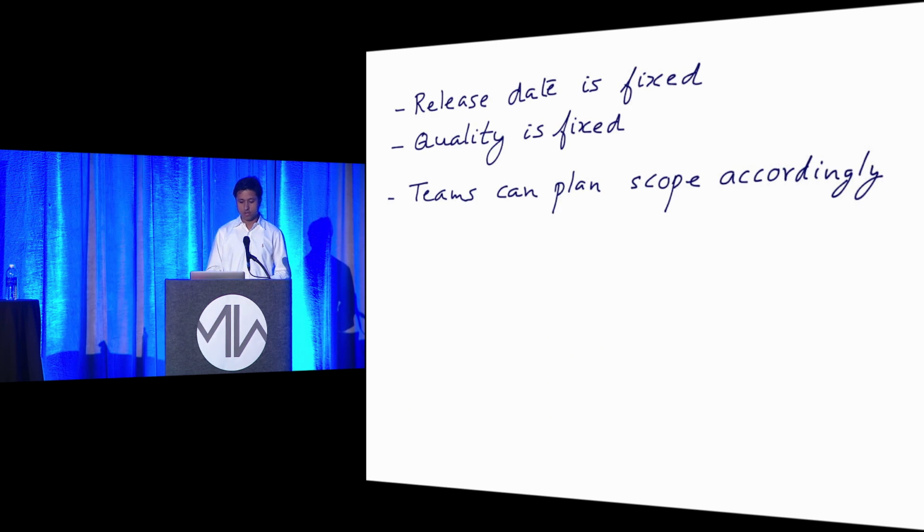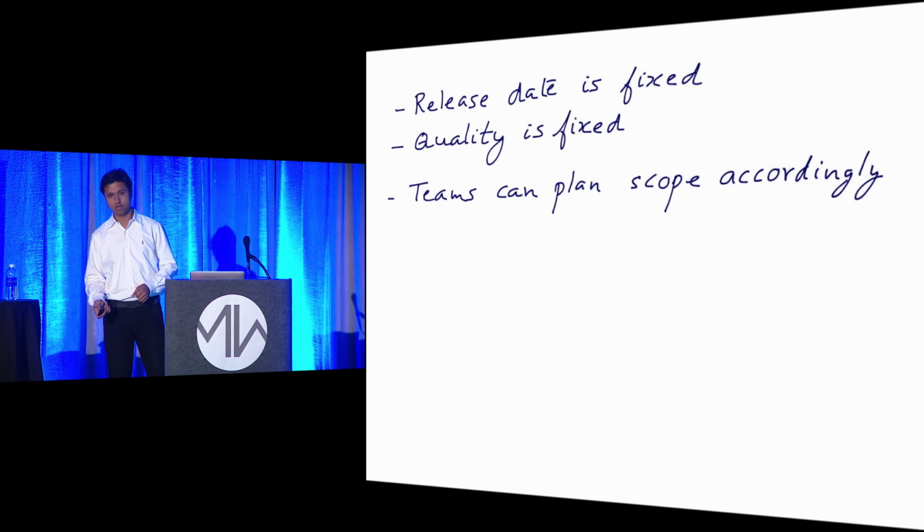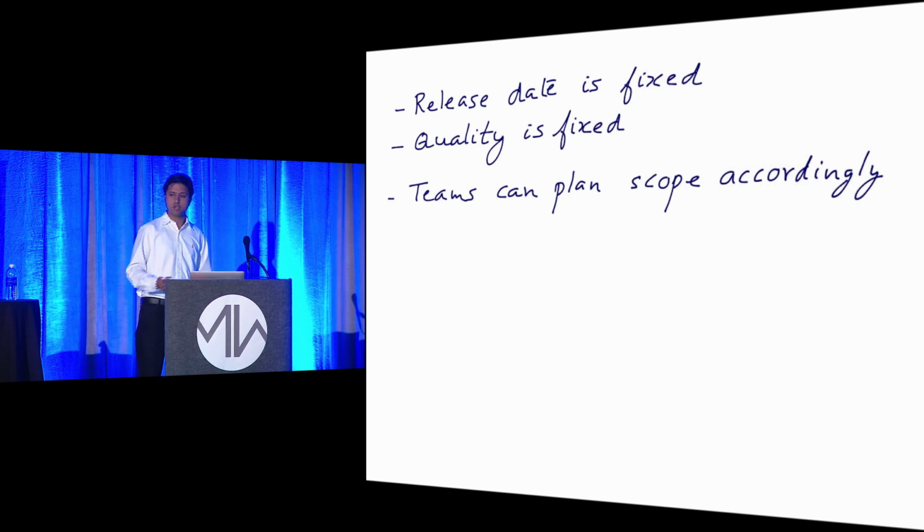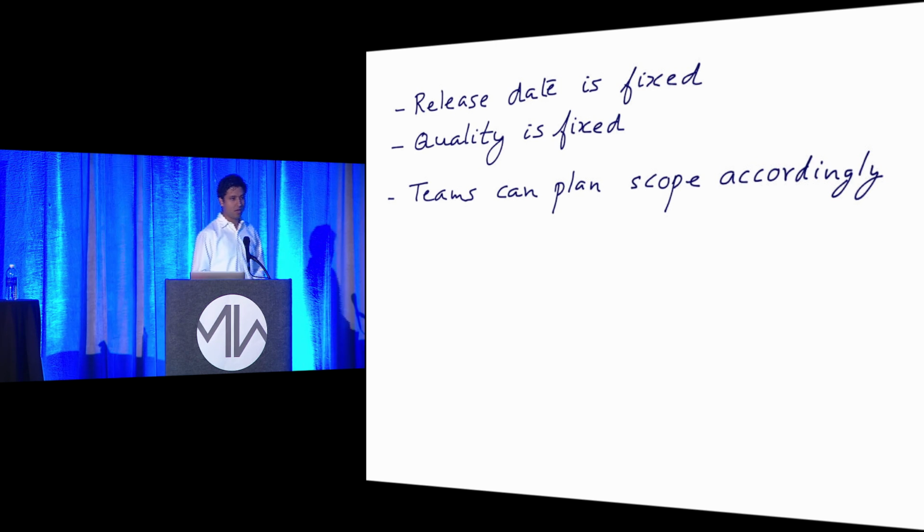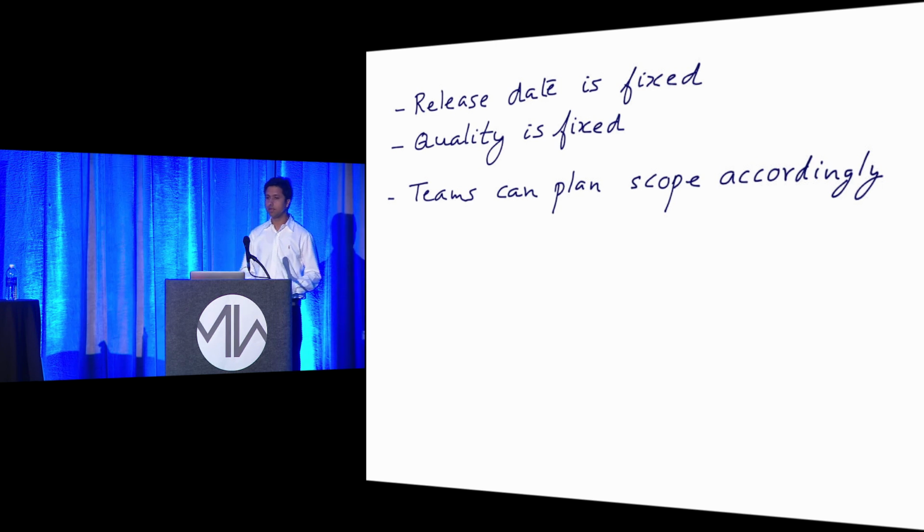Now, this had huge benefits. We knew exactly when we'll ship. It became predictable. It became fast. And teams started planning their scope and their development cycles according to this release schedule. And we always knew that we would ship on a particular day, which is amazing.